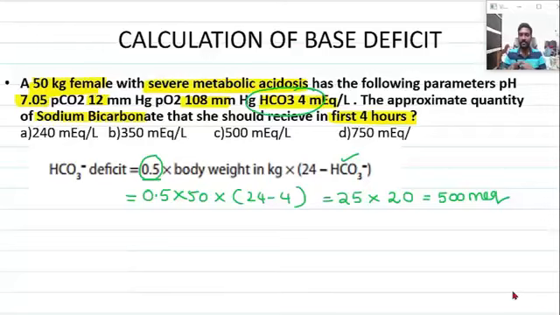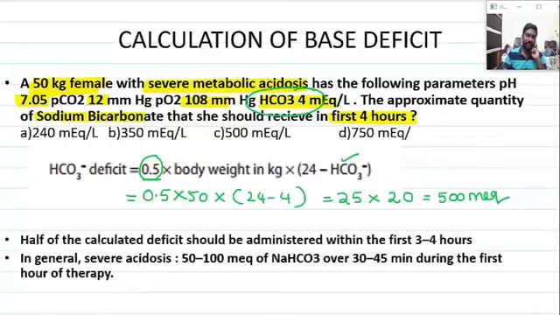When you find a base deficit of 500 milliequivalents, there is no need to dump 500 milliequivalents immediately into the patient. That will be counterproductive. The patient cannot tolerate that much sodium bicarbonate. So it is given in a sequential manner. Let us see the sequential manner in which bicarbonate is generally administered. Half of the calculated deficit should be administered within the first 3 to 4 hours.